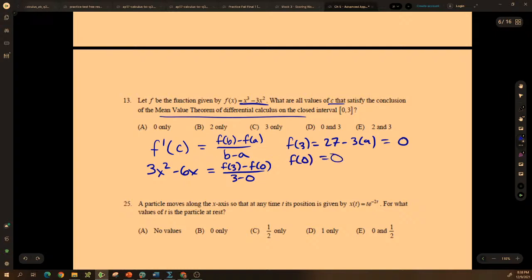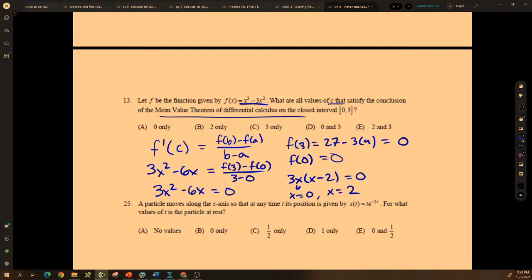This is actually a Rolle's theorem one. So we get 3x squared minus 6x equals 0 minus 0 over 3, which would be 0 over 3, which is just 0. And we actually just solved this, right? 3x times x minus 2. And we got x equals 0 and x equals 2.